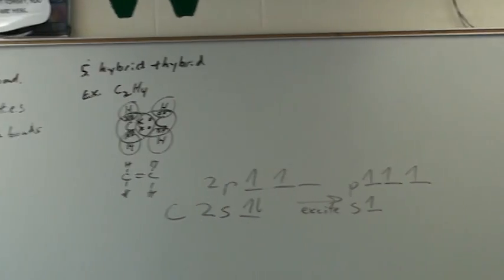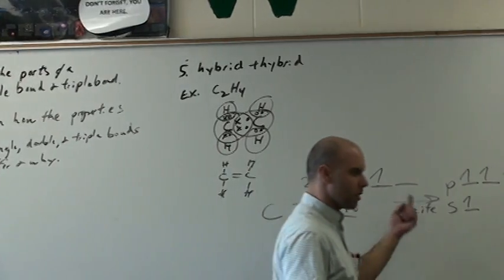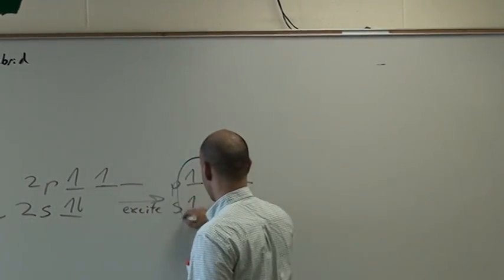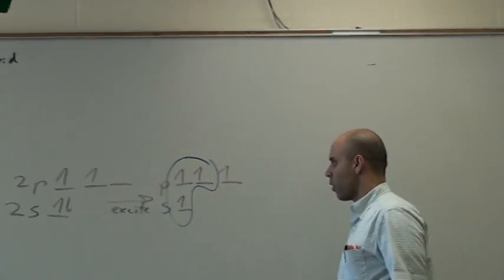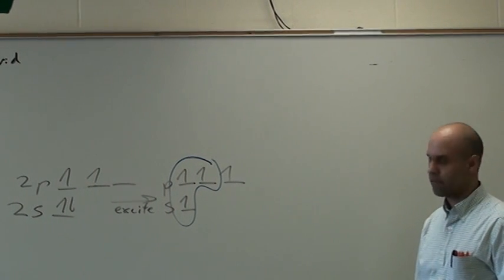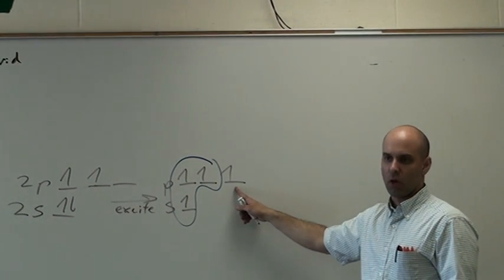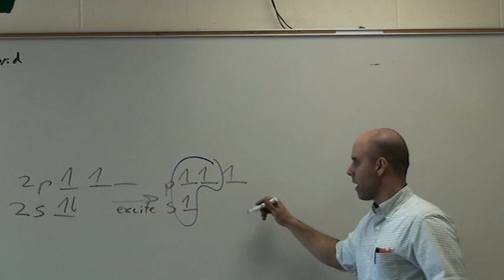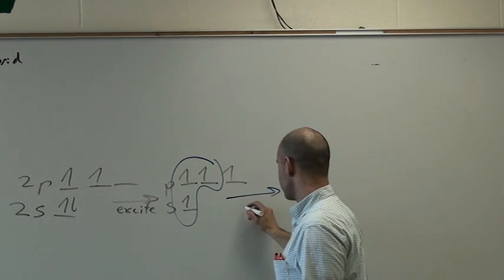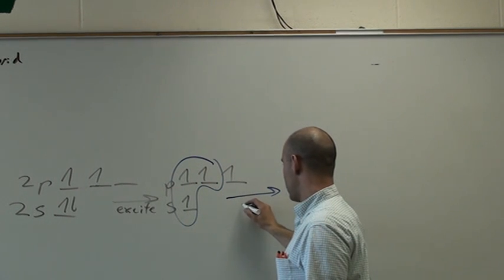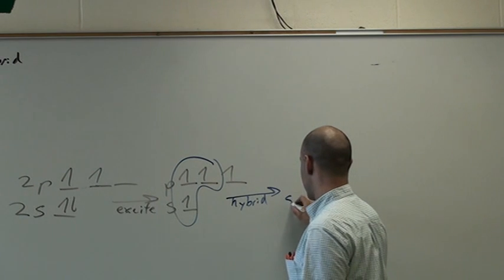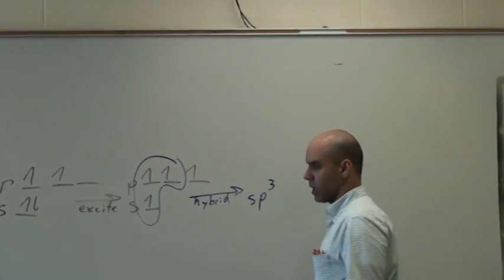And now when I hybridize, I'm not gonna circle all the orbitals. I'm only going to circle one of the S and two of the P's. One S and the two P's. I'm gonna leave that P orbital alone, because I'm gonna need that P orbital to do something else. So, I'm gonna hybridize now, and I'll end up with sp3 hybridization.